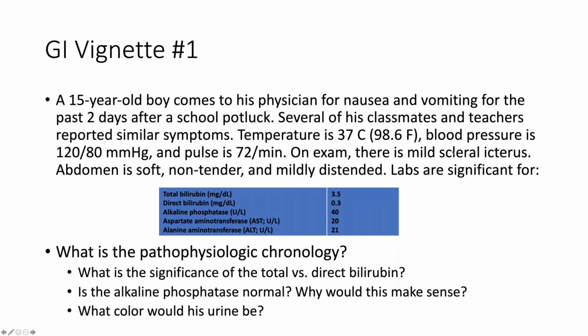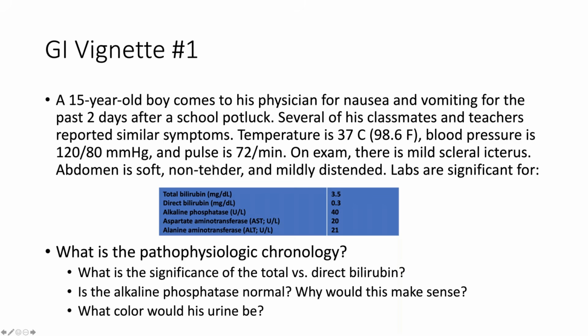On exam, there's mild scleral icterus. So now you're thinking, he's got nausea, vomiting. Up until this point, obviously you have no clue that this would be Gilbert, but this would be the first clue. Scleral icterus, so he's got jaundice. You might be thinking hepatitis. I probably would have been thinking hepatitis, maybe.